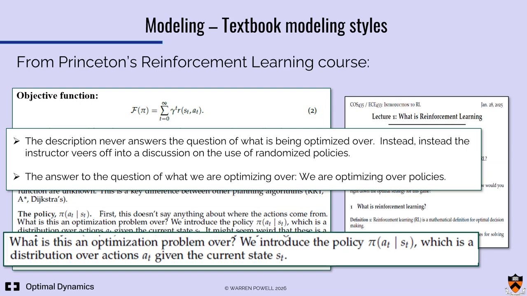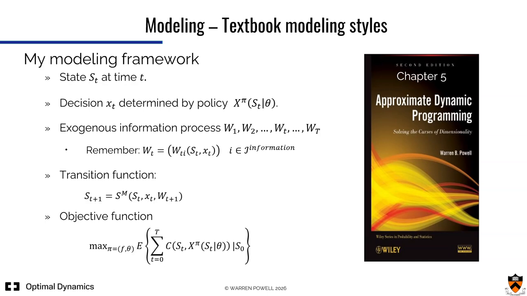Now, the objective function in the Princeton course never answers the question of what it's being optimized over. Instead, the instructor veers into a discussion on the use of randomized policy. So the answer to this question is we are optimizing over policies, and I'll make this point very clear in this module. What's not well understood by the broader literature is what you mean by optimizing over policies. And soon I'm going to say, well, there's actually these 4 classes of policies, and that's what we're optimizing over.